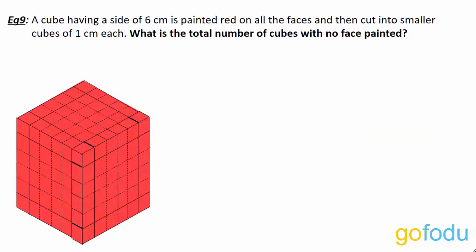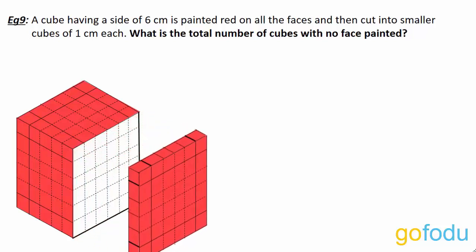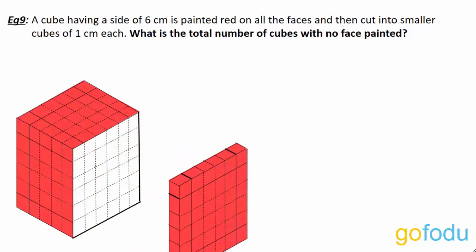In this last case, we are required to figure out the total number of cubes with no face painted. Now, no face painted means we have to dig a little deeper into the cube, as we are only concerned with the cubes which lie inside this bigger cube and are not exposed to painting. Let's look at this inside portion of this cube. Only the cubes which are shaded in yellow will be the ones which should have no face painted, because the cubes on the edges will have at least one face painted.